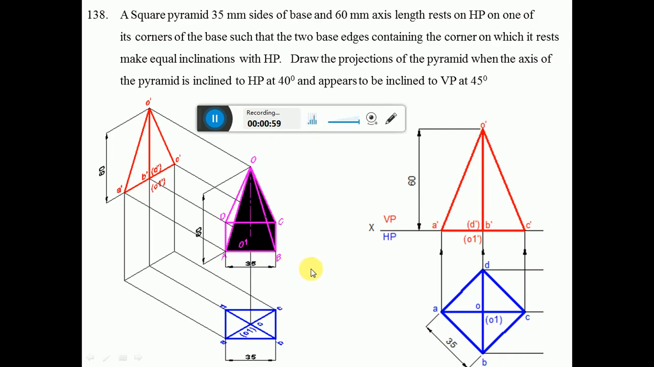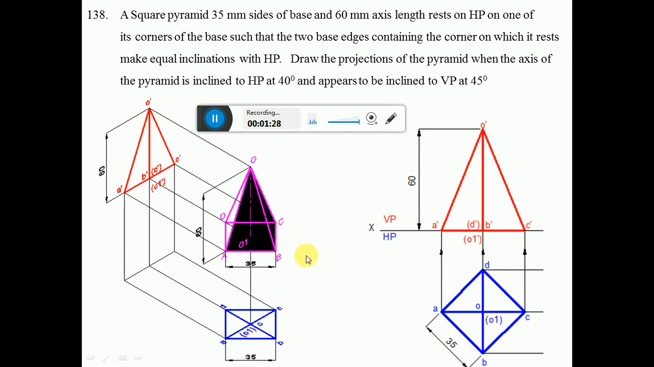Here, since all the base edges, that is AB, BC, CD and DA, and all the base corners are resting on HP, obviously it is parallel to HP. Since it is parallel to HP, I am getting the true shape in HP, that is the true length. So we go to each side, we have a 35 mm side. Then join the diagonals AC and BD. They meet at the center, which is the point O1.